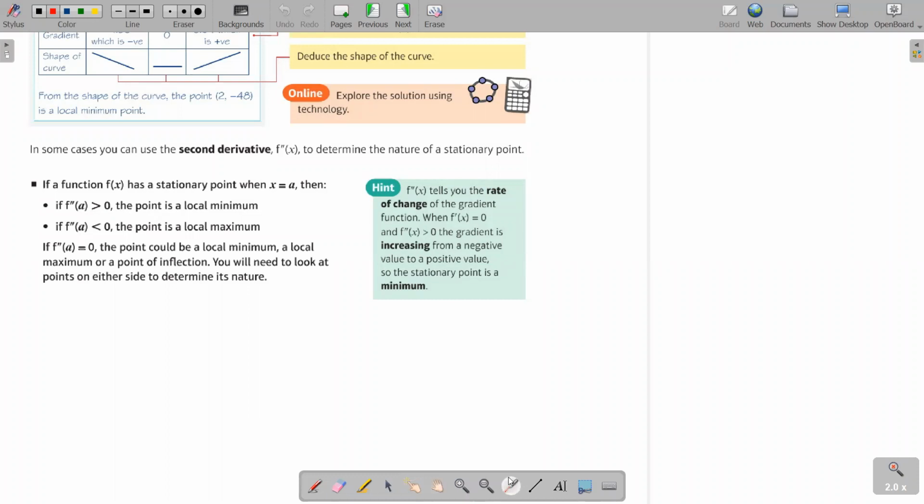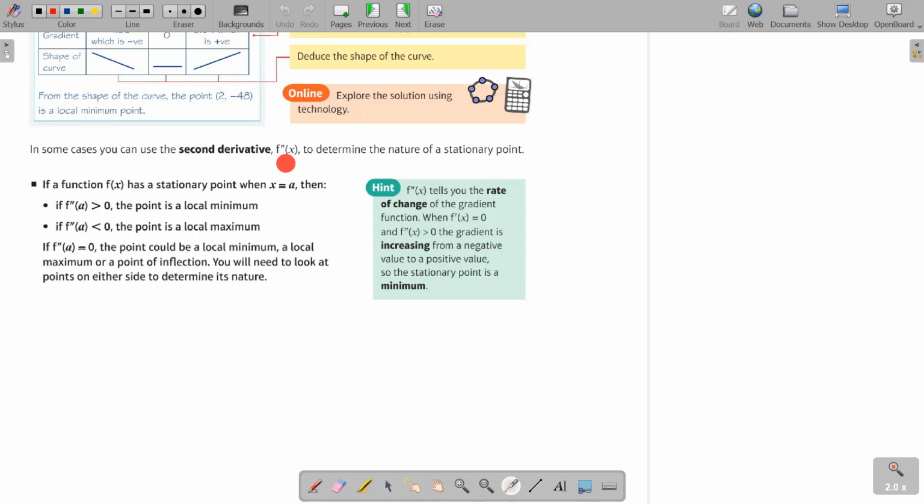Now we'll move on to the next part. They say in some cases you can use a second derivative. What does the second derivative mean? When you differentiate once, we say f dash x. Second derivative means f double dash. It means you differentiate your f dash x again to create the f double dash x.